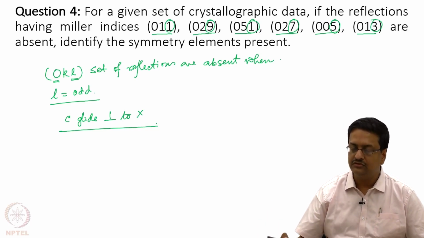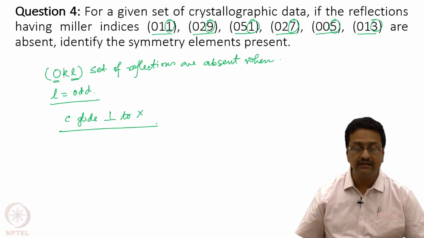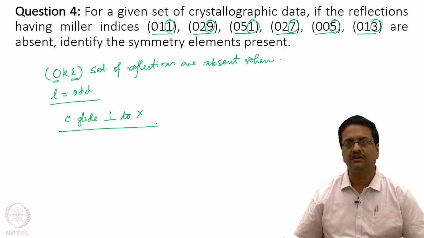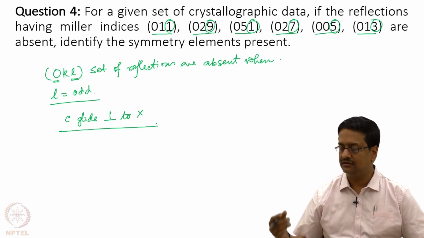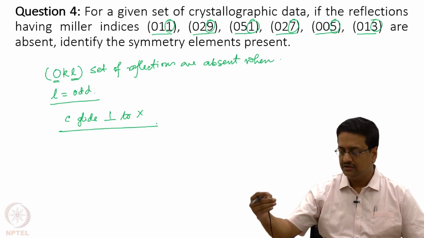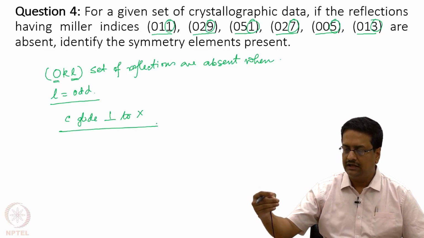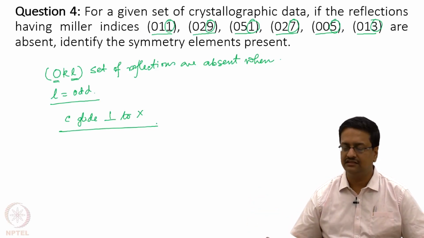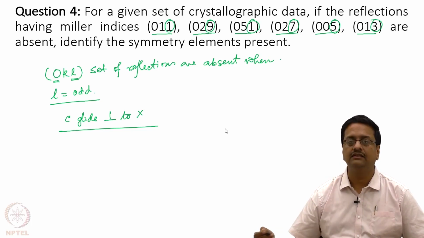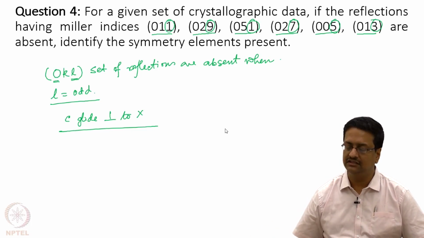So you should be able to analyze the systematic absence conditions and then come to a conclusion about what kind of symmetry element is present in the lattice.